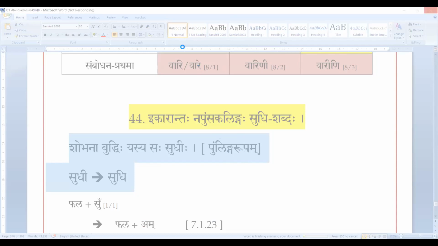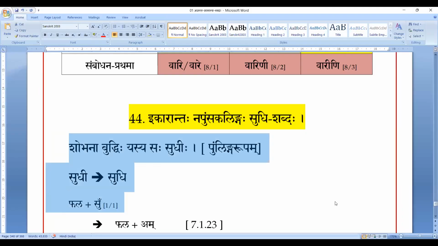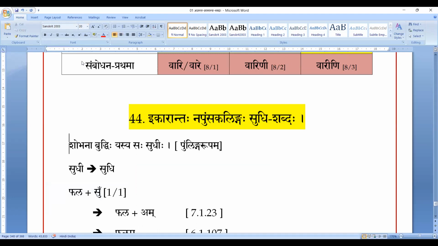Just a minute, some problem. Let's open. So Sudhi, by Rasvaha Napumsake Pratipadikasya. What's the sutra? Rasvaha Napumsake Pratipadikasya, 1.2.47.